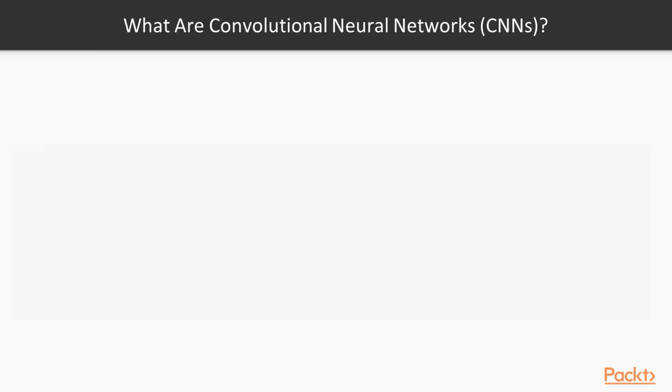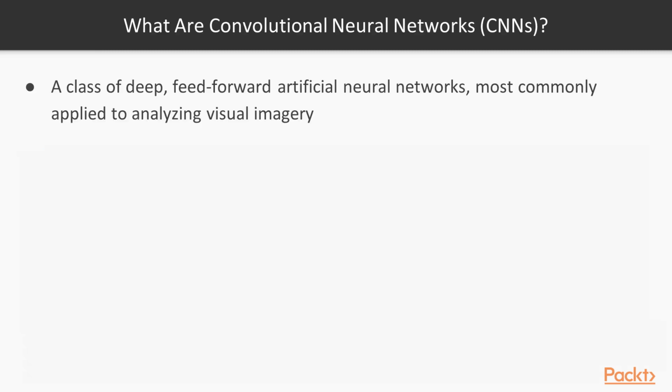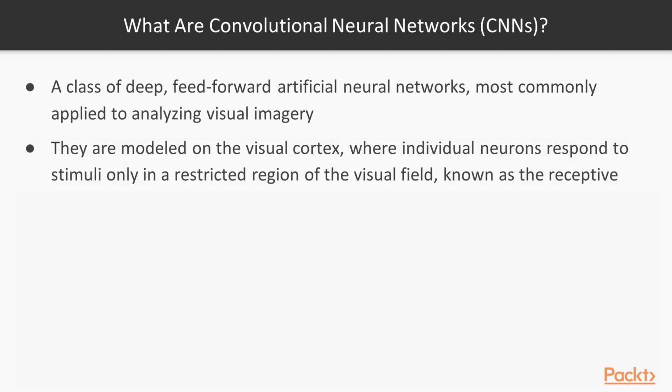So what are convolutional neural networks? Convolutional neural networks, or CNNs for short, are a class of deep, feed-forward artificial neural networks, most commonly applied to analyzing visual imagery. They're inspired by biological processes in that the connections between neurons resemble the organization of the animal visual cortex. Individual neurons respond to stimuli only in a restricted region of the visual field, known as the receptive field. The receptive fields of different neurons partially overlap such that they cover the entire visual field.